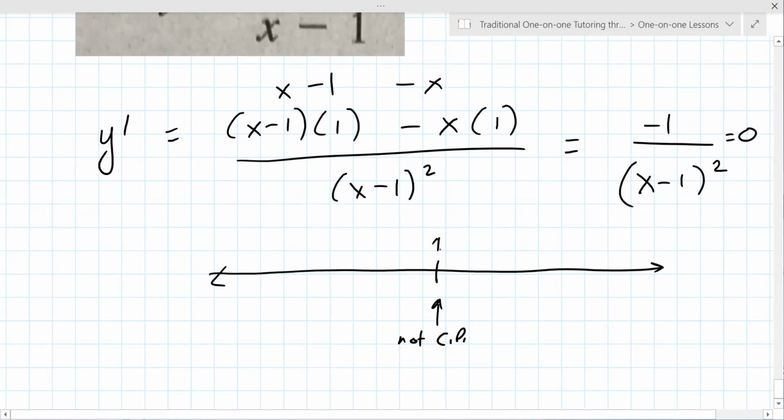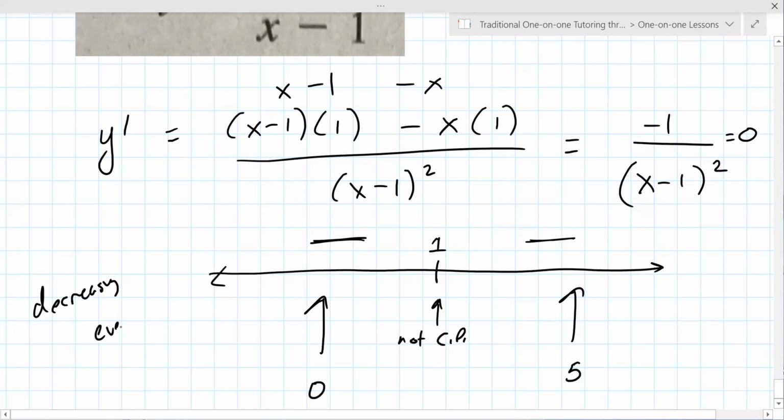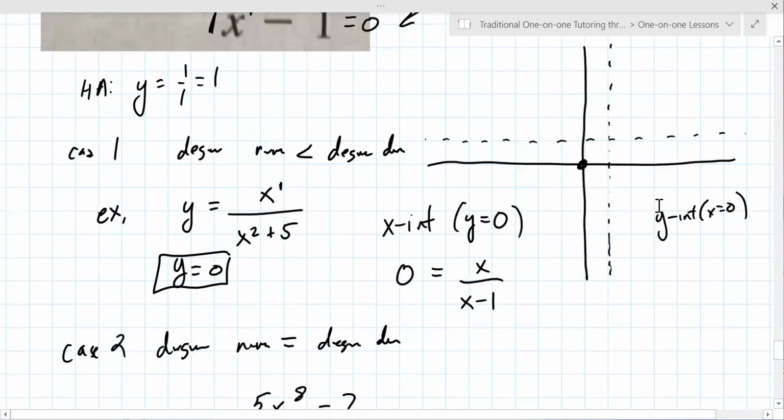So that's at 1. We're going to test 0, always try 0, and then 5. And we're looking at the sign of this again. If you put 5 in, you have a positive number squared. Negative over positive is negative. If you put 0 in, you get a negative number squared, positive, negative over positive is negative. So it's decreasing everywhere. That's what you have to take away when you do this. We can't connect the dots yet, but it ends up looking like something like this, but maybe you don't know that yet.